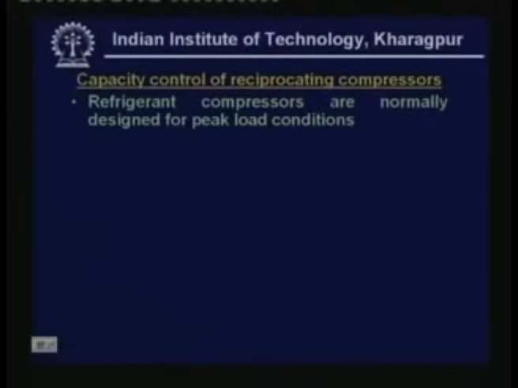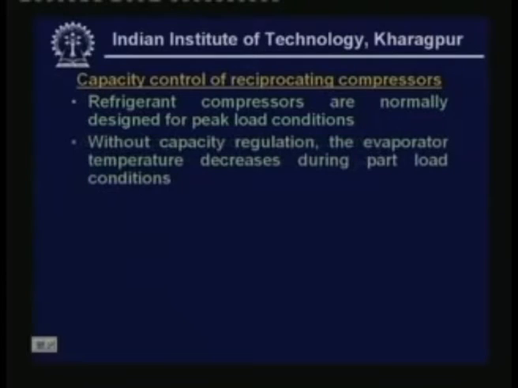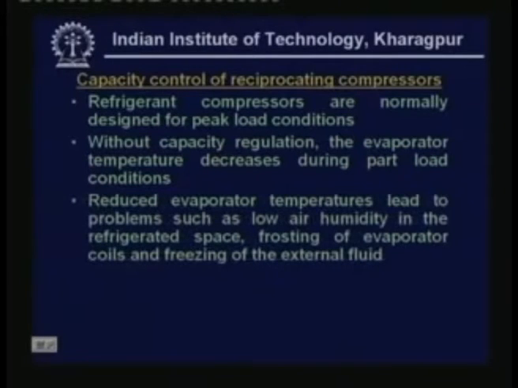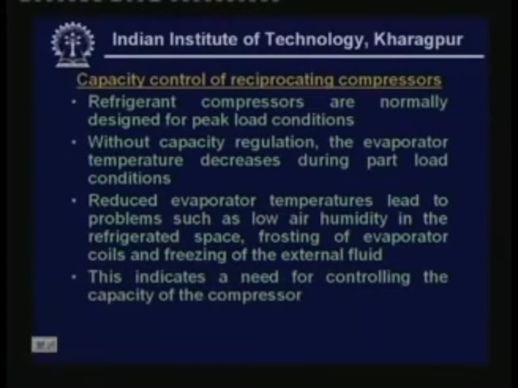Let me summarize whatever I have explained now. Refrigerant compressors are normally designed for peak load conditions. Without capacity regulation, the evaporator temperature decreases during part load conditions, as I have already explained why it happens, and reduced evaporator temperatures lead to problems such as low air humidity in the refrigerated space, frosting of evaporator coils, and freezing of the external fluid. This obviously indicates a need for controlling the capacity of the compressor. So this is the need for capacity control.